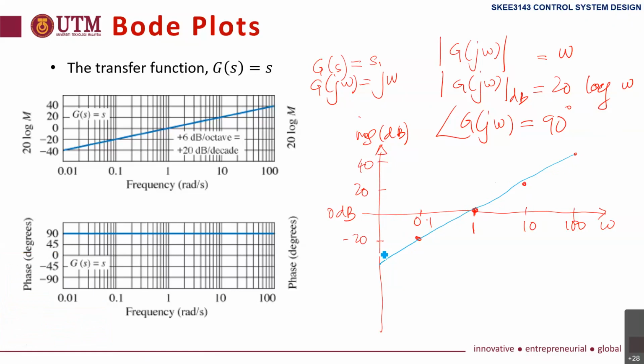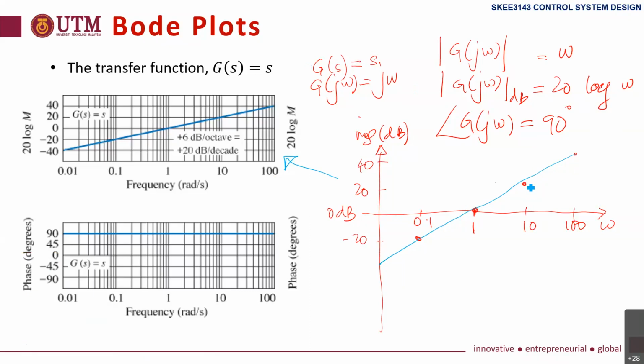Okay, something like this. It will be a straight line. It's also shown here. You can see here the same. And it passes 0 dB at 1 radian per second. That is Gs equal to S. When Gs equals S, we will get this.